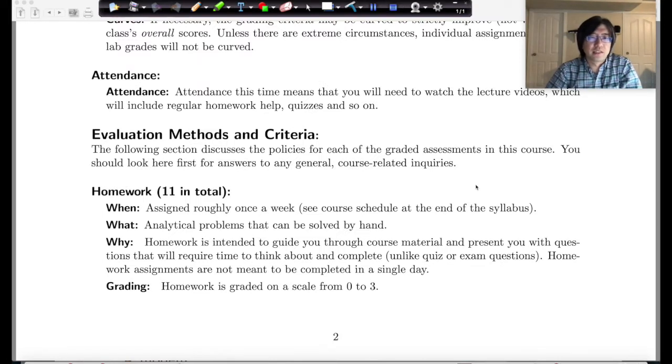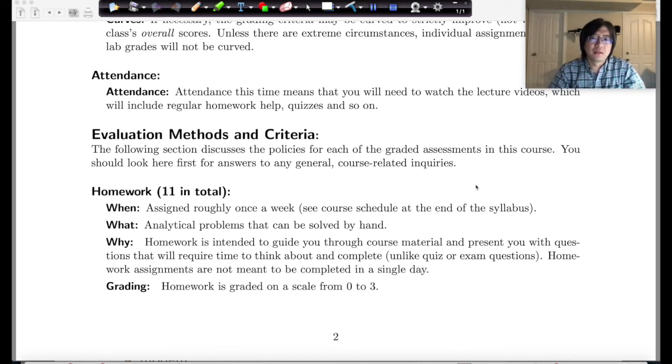First, let's see the homework. As we said, we have 11 homework in total, but not all of them count. Only the best 10 out of 11 count. Roughly speaking, we'll have homework every week. Of course, it cannot be exact every week, but roughly speaking.